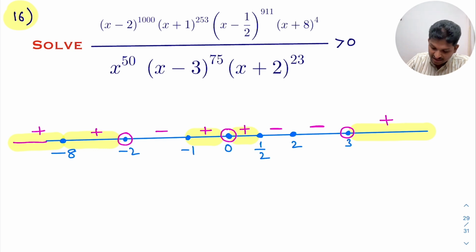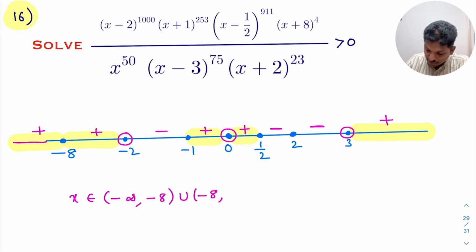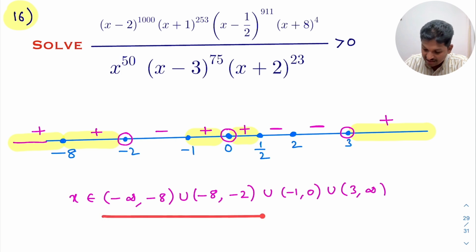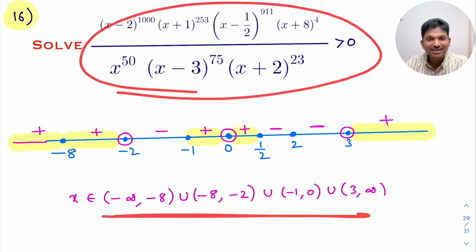Okay, strictly greater than 0 is there. So I'll write this in interval form. X belongs to minus infinity to minus 8. Here strictly greater than is there, so here minus 8 is not included. Union minus 8 to minus 2 union, you observe here plus sign is there. Union open interval minus 1 to 0 union open interval 3 to infinity. This is the solution of this inequality.